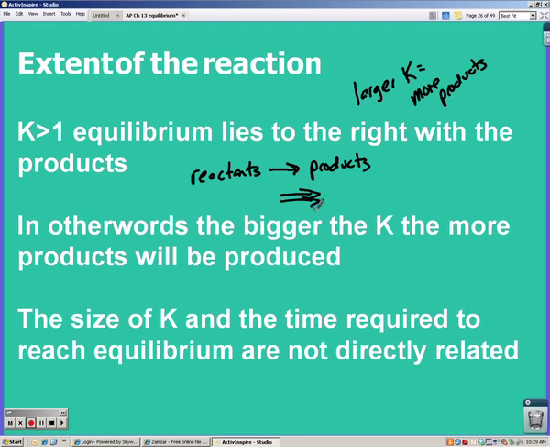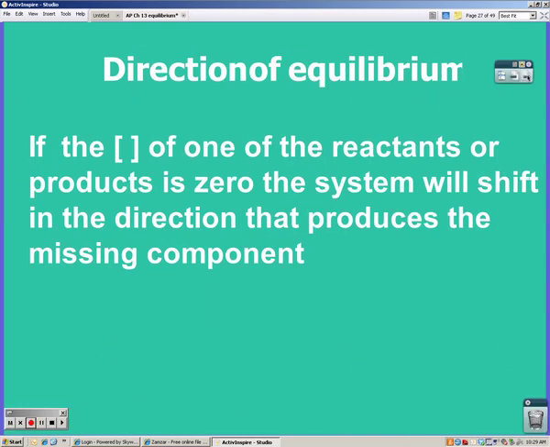And so what I just drew is just showing if it says lies to the right, again, on the right is the products. So again, size of K and time required are not directly related. If I wanted to know how long it takes to reach equilibrium, I would have to look at kinetic data. All K is going to tell me is that eventually I will have a lot of products, or a little bit of products, depending on the size of K.